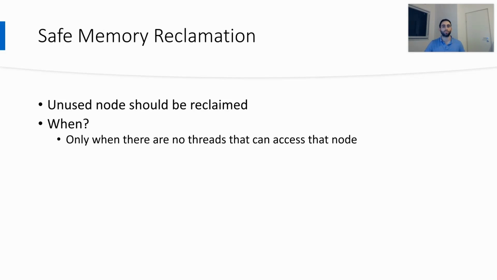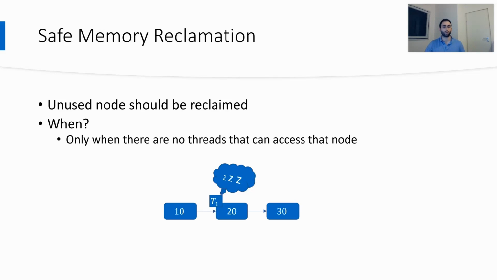Let's see a simple example that illustrates the SMR problem. So here we have a linked list, and we have a thread that has a reference to 20, and it stalls. Another thread wants to remove 20, it accesses 10, and then 20, and then it unlinks 20 from the data structure. The next thing it wants to do is to free 20, but then if T1 wakes up, it can still access 20 since it holds the reference to it. So 20 cannot be freed since T1 might access it in the future.